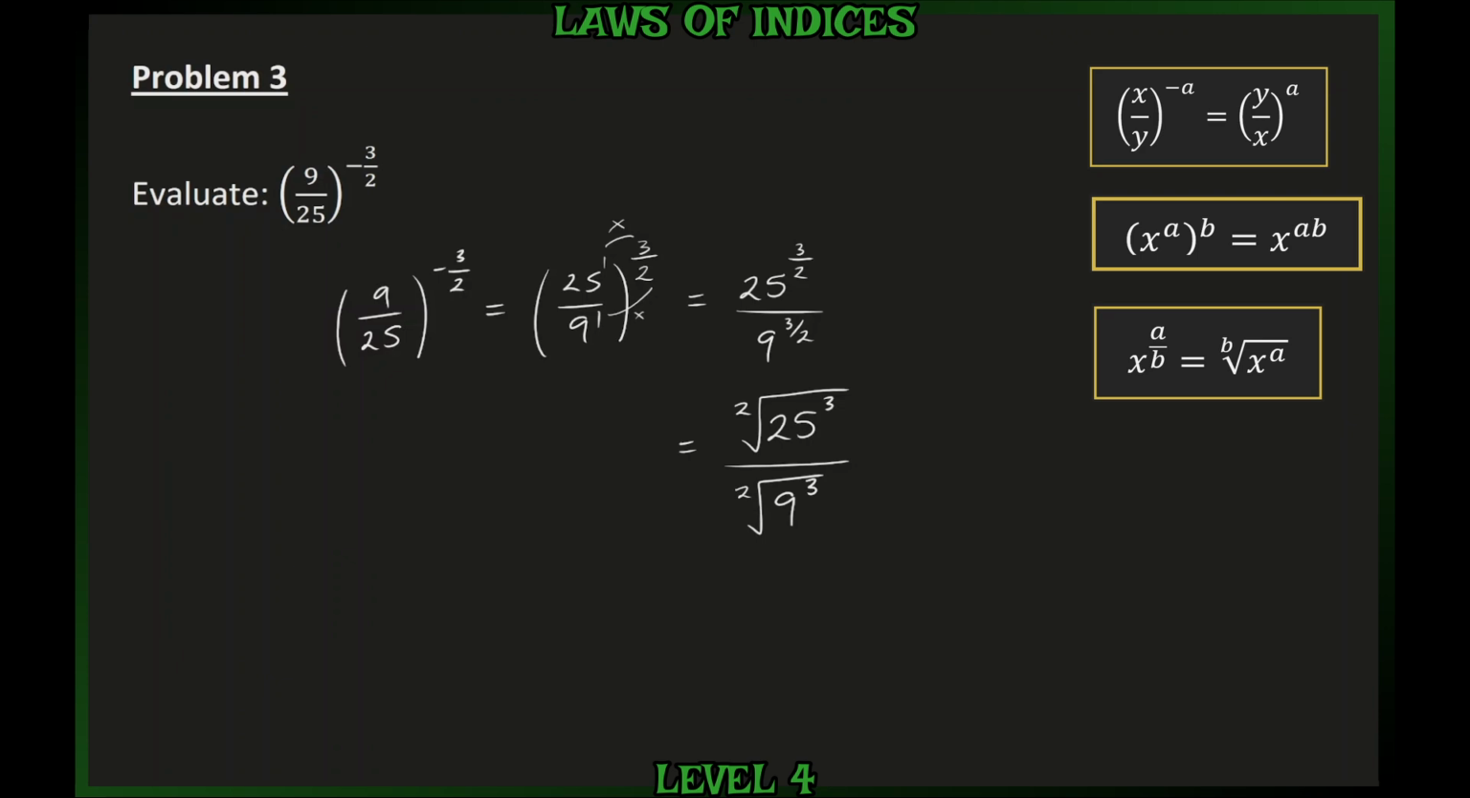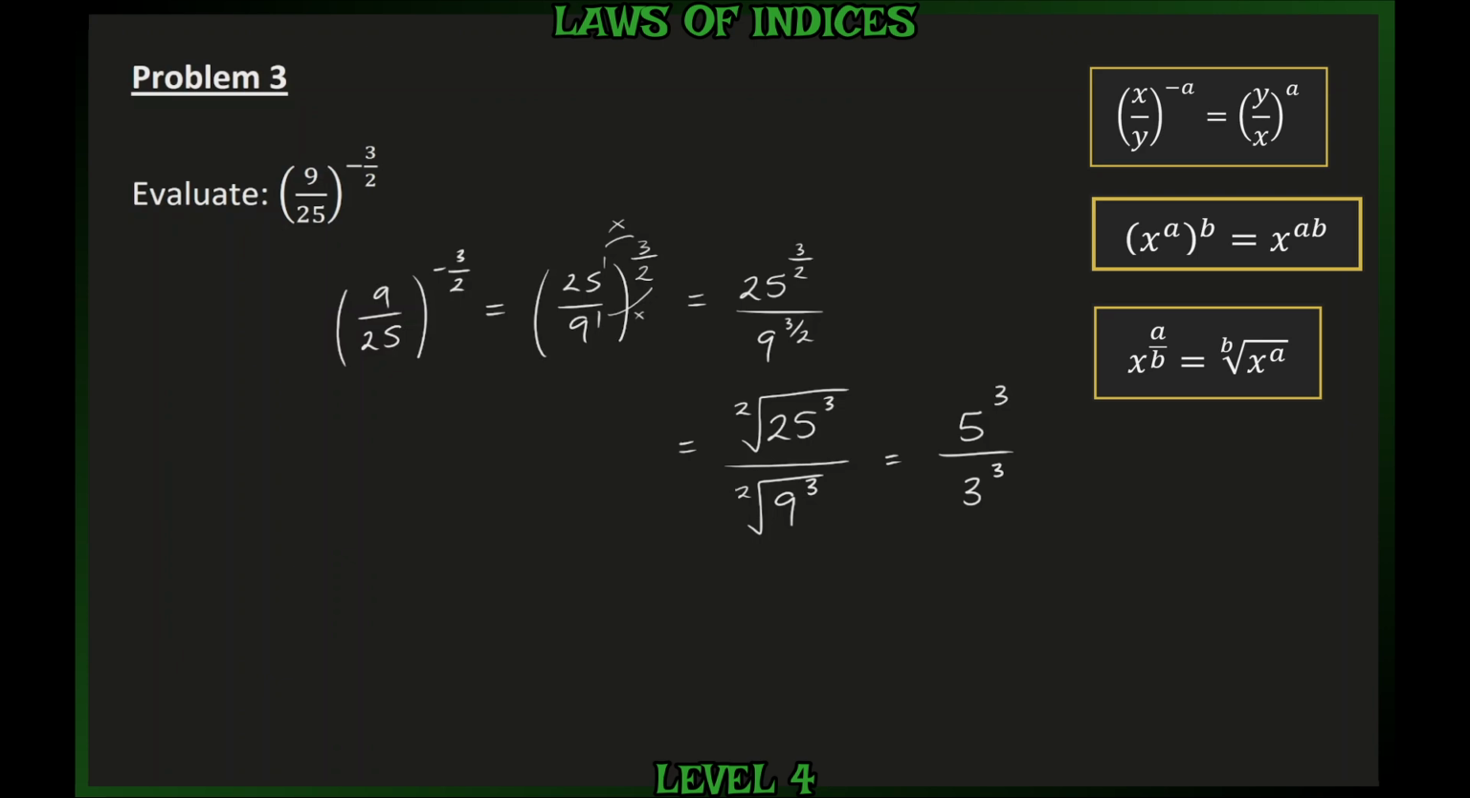Now the square root of 25 is 5, because 5 times 5 is 25. So this becomes 5 to the power of 3. And on our denominator, the square root of 9 is 3, because 3 times 3 is 9. And so this becomes 3, still with a power of 3 on it.